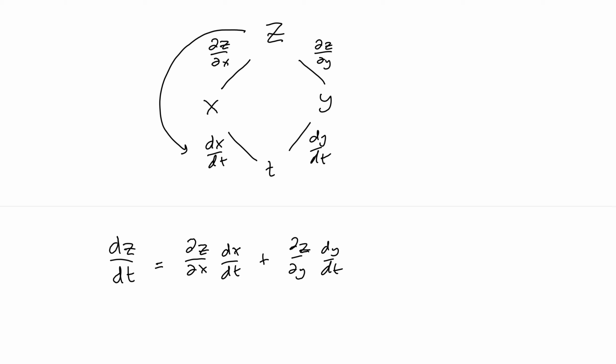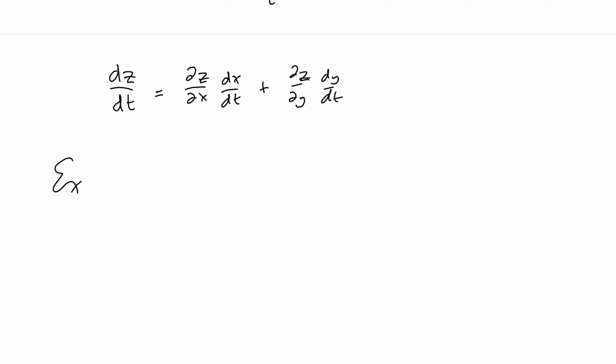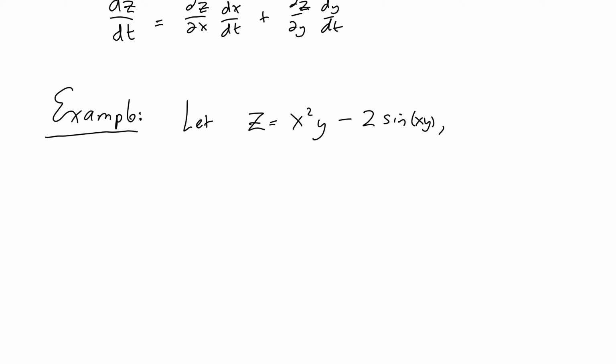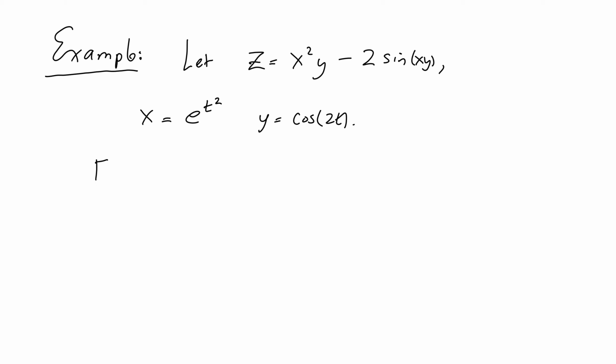And we saw more general versions of this in the flipped class video, but let's try an example. So we'll do just one example with the functions, and then we'll do some applied examples as well. So let's let z be x squared y minus 2 sine xy. Let's let x be e to the t squared, and y be cosine of 2t. And let's find dz/dt.